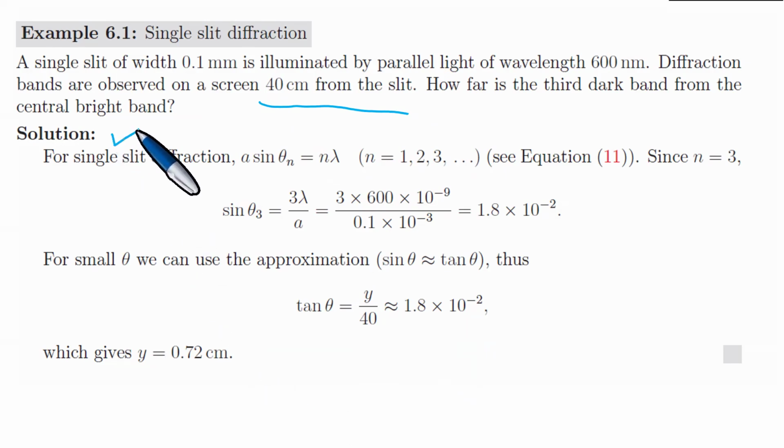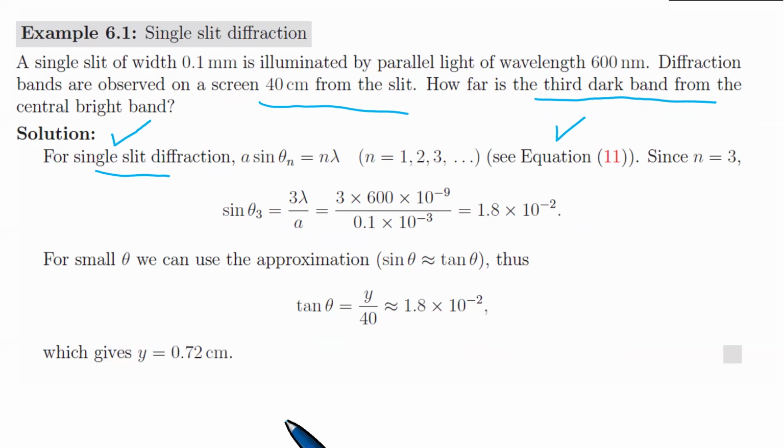Now we're going to look at the solution. For single slit diffraction, A sine theta n is n lambda, where n is 1, 2, 3. See equation 11. For the third dark band, n is 3, which means that sine theta 3 is 3 lambda divided by A. So A sine theta 3 is equal to 3 lambda. The wavelength is 600 times 10 to the minus 9 meters, and the slit width A is 0.1 times 10 to the minus 3, and therefore we get 1.8.